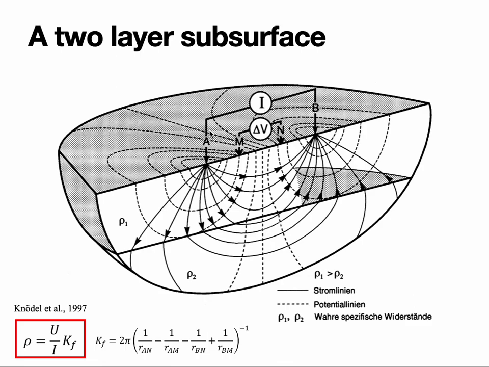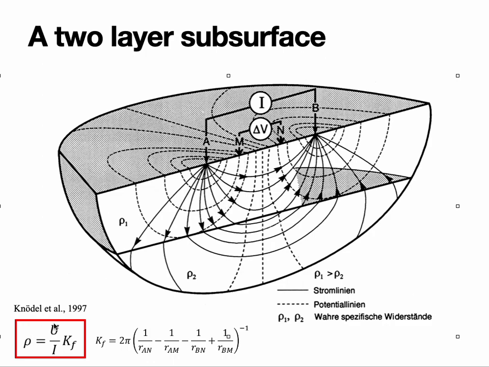At the surface, current is injected at points A and B. You see the current lines are the arrows here, and the potential field is making the arcs here. It is measured by the electrodes M and N, which is used to measure delta V. The electrical potentials are the circles here.